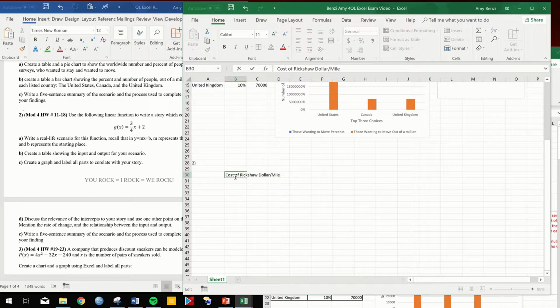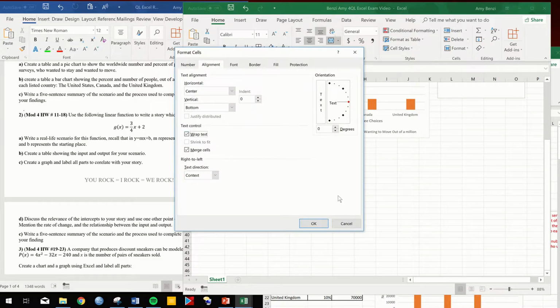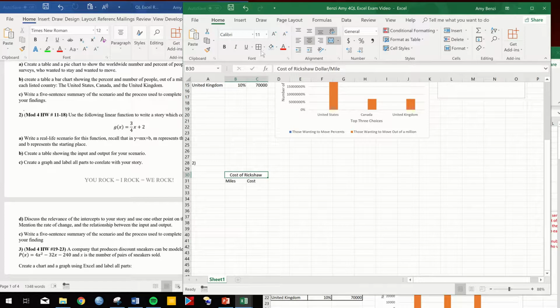All right, so my rickshaw is going to cost, it's a very economical cost. The cost of a rickshaw in dollars per mile. And here I am going to have my miles and my cost. I'm going to merge those 2 cells, and then I'm also going to format them to wrap the text, make it look a little nice. And why not even give it a little color?